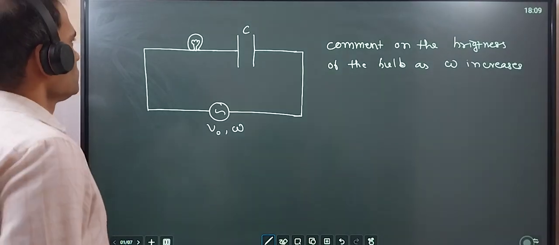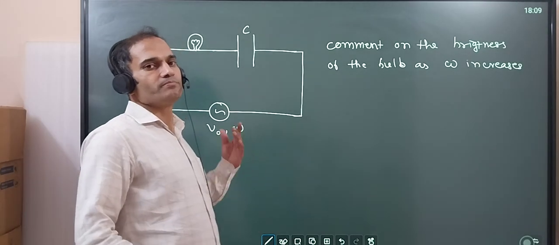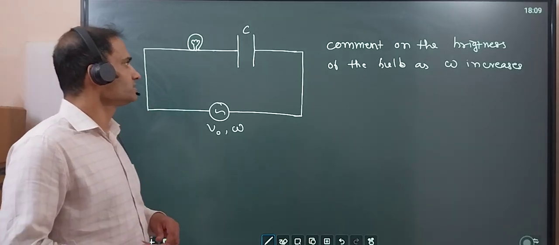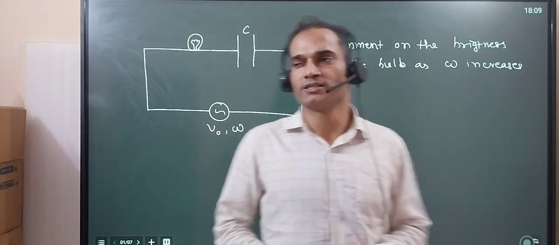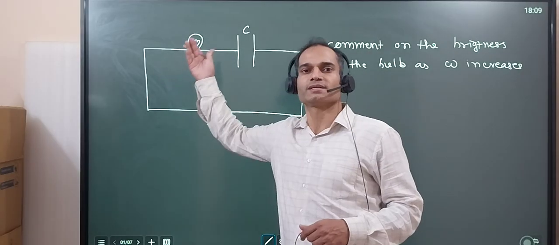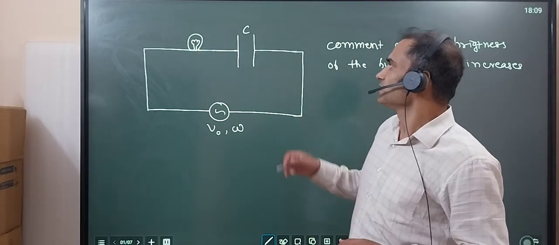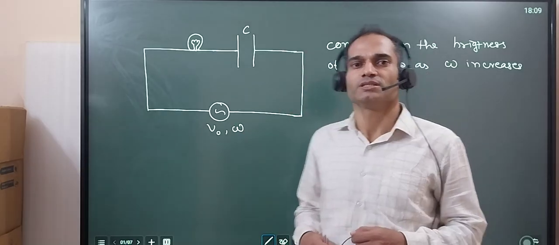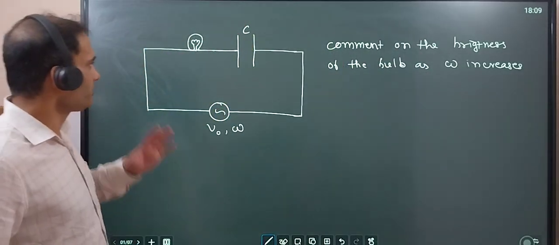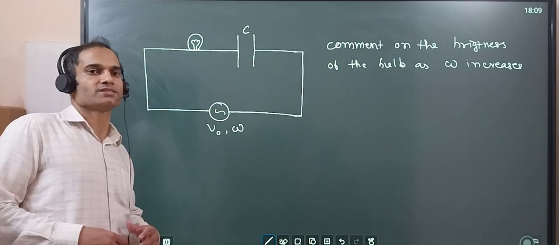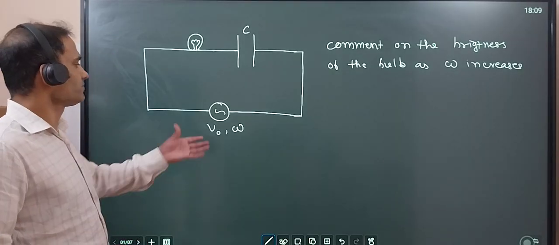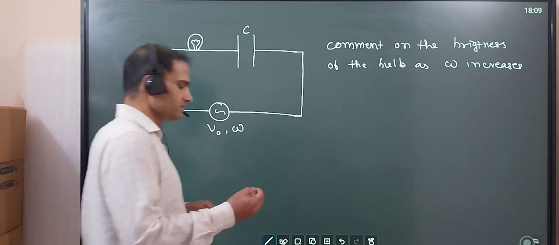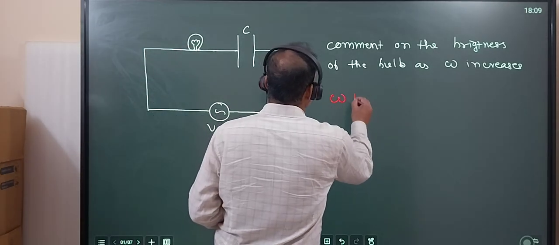So in today's video, we are going to discuss some previous year questions. And here the first question is, we have to comment on the brightness of this bulb. Bulb is basically the resistance. And we have to talk about its brightness if omega value is increasing. So we have a capacitance, we have a resistance, and we have a source of EMF. And what is happening? Omega is increasing.